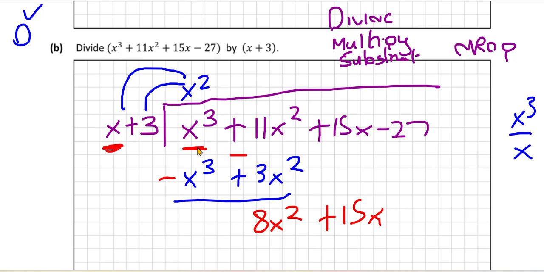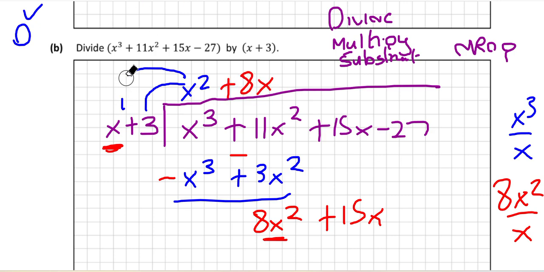And now you're retargeting. You're no longer targeting this x squared here, the x cubed. What are you targeting now? You're targeting the front of the new part. And now I go, okay, lads, what's 8x squared divided by x? 8x, isn't it? Now, I've divided successfully again. What comes after division? So I've got to multiply. So what am I going to multiply? And what do you get there?